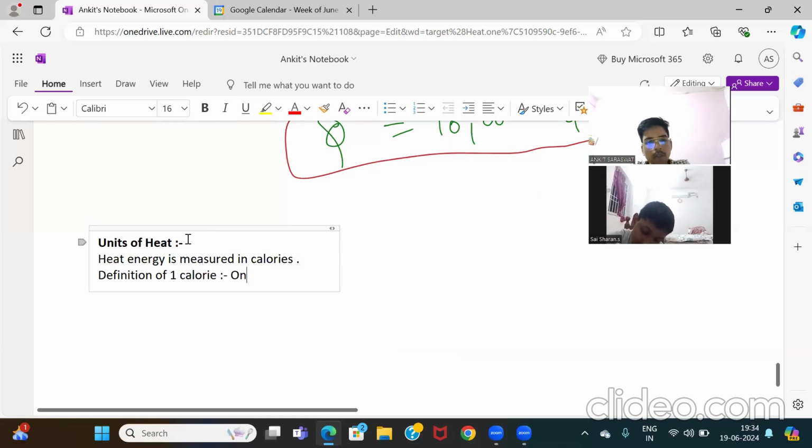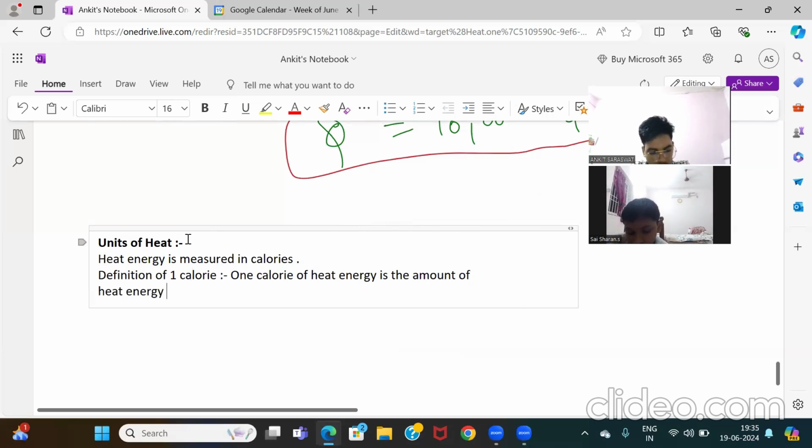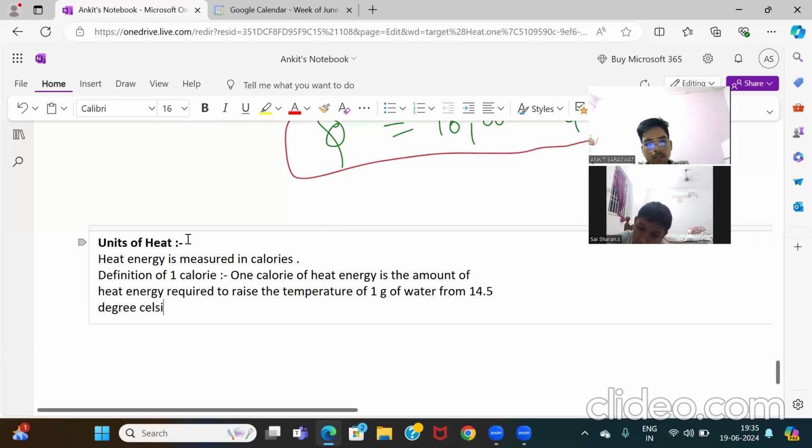Write down: 1 calorie of heat energy is the amount of heat energy required to raise the temperature of 1 gram of water from 14.5 degree Celsius to 15.5 degree Celsius. Very important, 14.5 to 15.5 degree Celsius. Yes, sir.